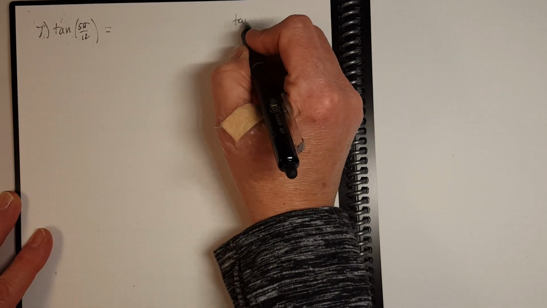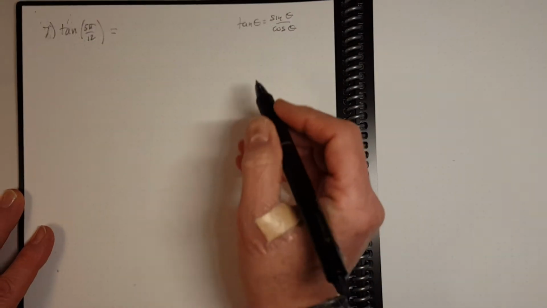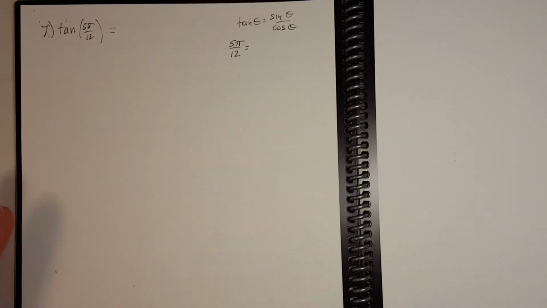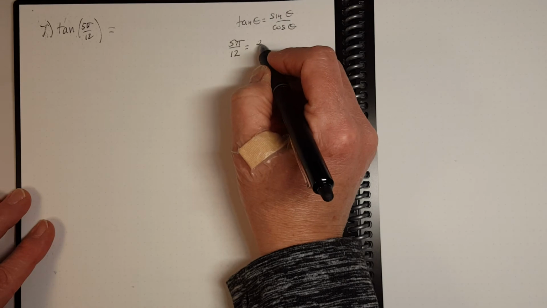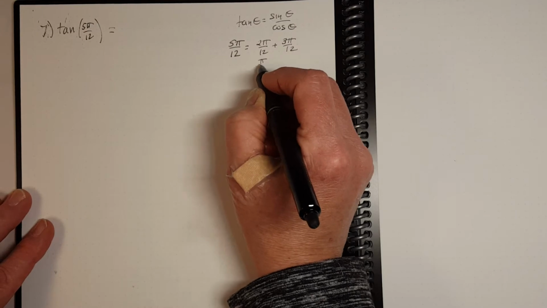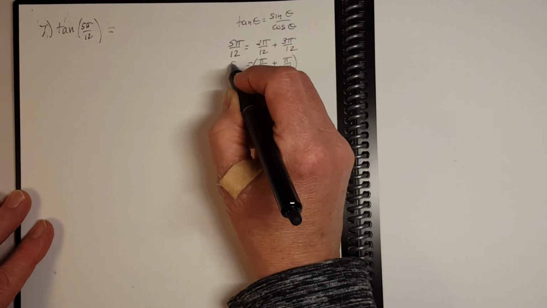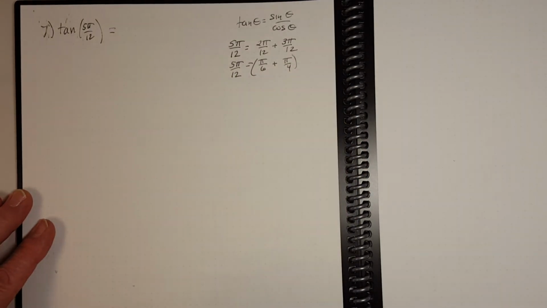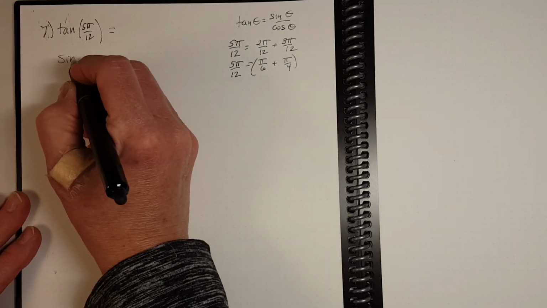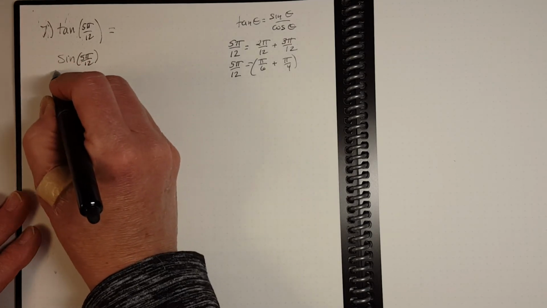So remember, tangent of an angle is equal to sine of the angle over cosine of the angle. So we can just use that. And we're going to look at 5 pi over 12. And 5 pi over 12 is the same as 2 pi over 12 plus 3 pi over 12. And 2 pi over 12 is pi over 6. And 3 pi over 12 is pi over 4. So 5 pi over 12 can be rewritten as those. So what we're going to say is the tangent of 5 pi over 12 can be calculated by doing the sine of 5 pi over 12 over the cosine of 5 pi over 12.